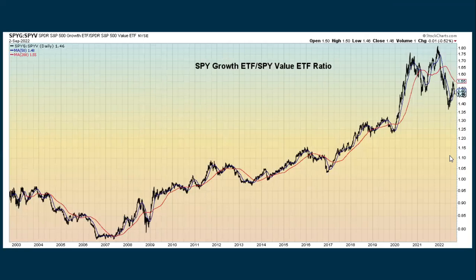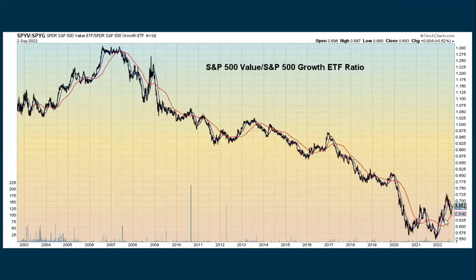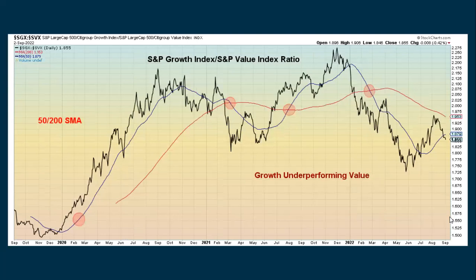There's another way by using ETFs, also showing the same thing, where growth is really underperforming. And this is showing now that value is really starting to improve. Here's another index showing how growth had been trying to come back, but now is showing some weakness.